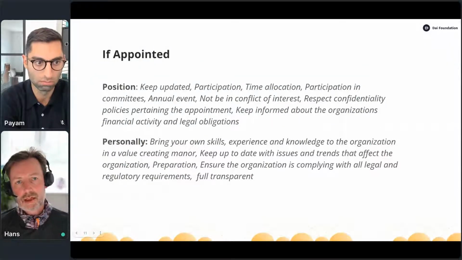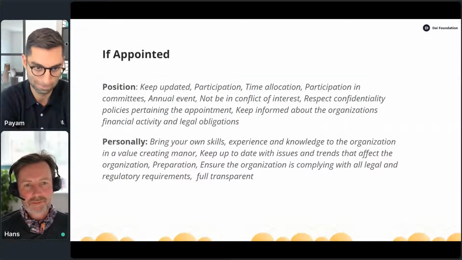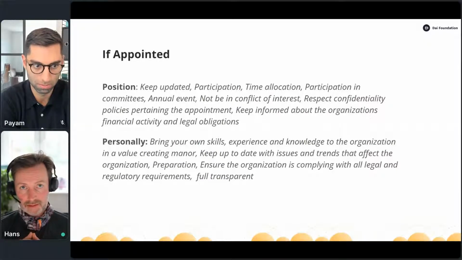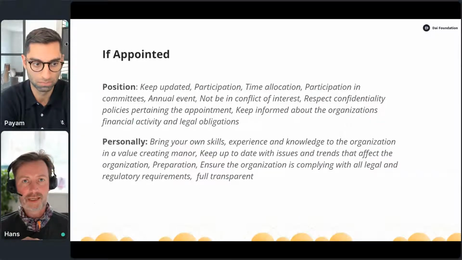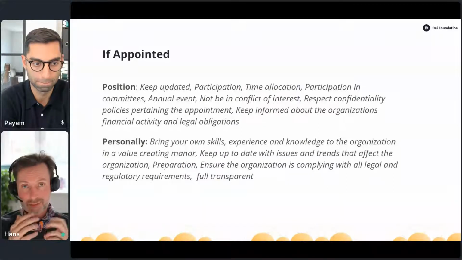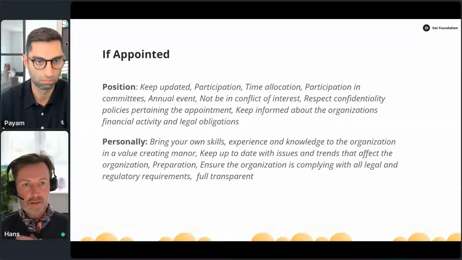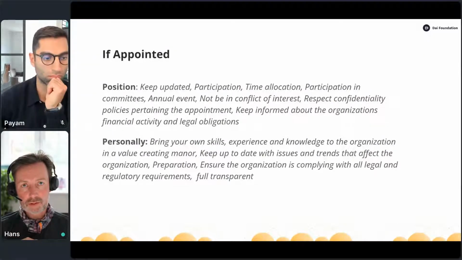So if you are to be appointed, and here I can just speak for ourselves who sit on the board, we are responsible in the position. So of course you would need to keep yourself updated on everything happening in our sector. Of course you cannot be aware of everything, but at least you should spend time on constantly being up to date. And that takes time. You have to participate. So participation is also super important.